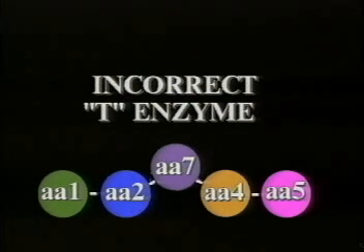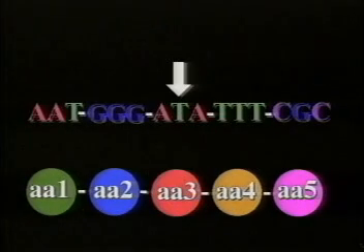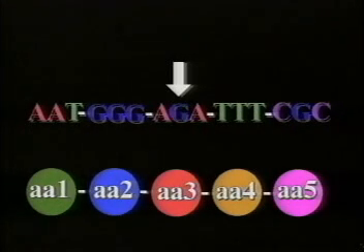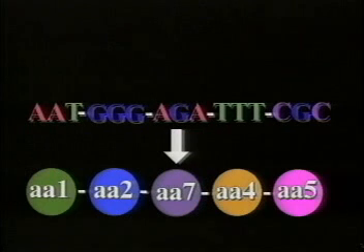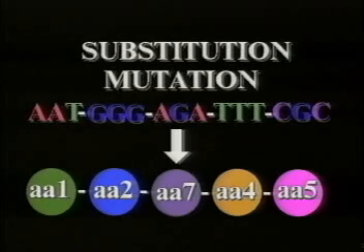For example, the production of this incorrect T enzyme resulted from the change of just a single letter in the DNA gene sentence. In this case, a G was substituted for a T in the 3rd word instructions, so that amino acid 7 was substituted for amino acid 3. As might be expected, this is called substitution mutation.